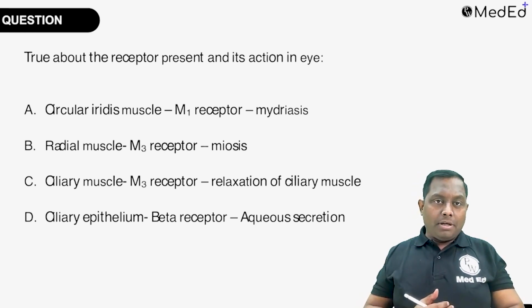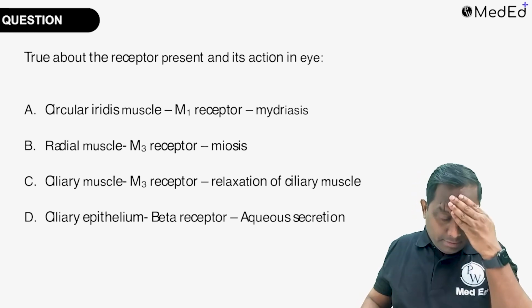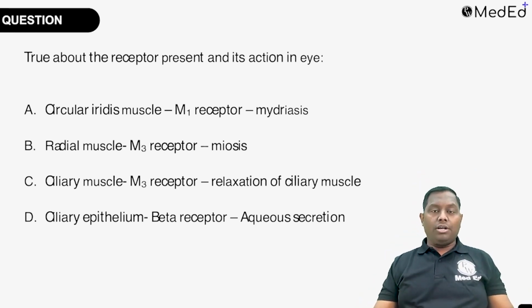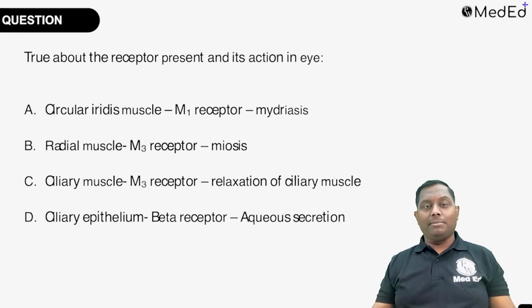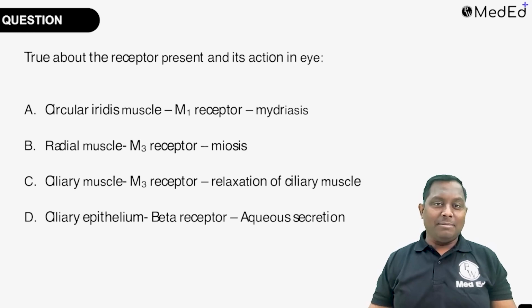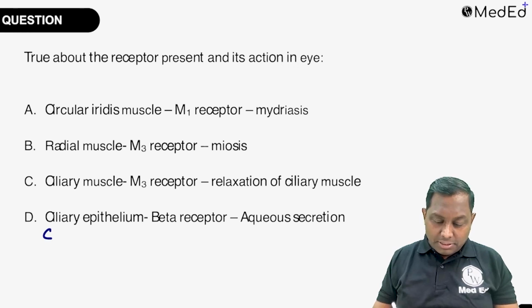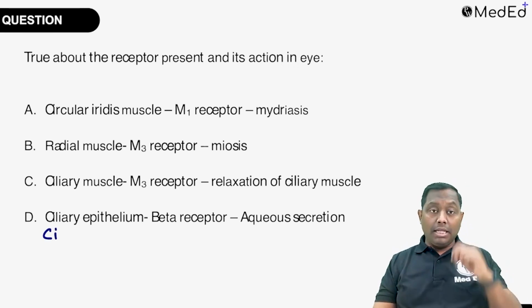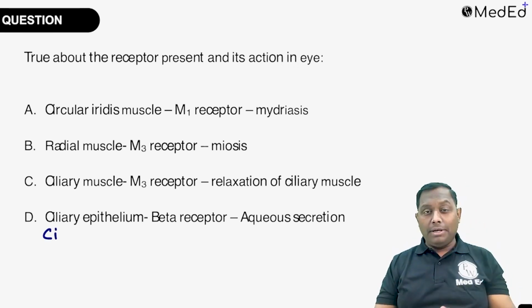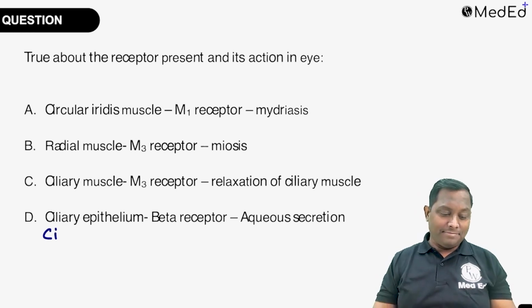True about the receptor present and its action in the eye. Circular iridis muscle, M1 receptor causing mydriasis. Radial muscle, M3 receptor causing meiosis. Ciliary muscle, M3 receptor, relaxation of the ciliary muscle. And ciliary epithelium, this is ciliary actually, I think some setting issue has happened. Ciliary epithelium working on beta receptor causing aqueous secretion, right.